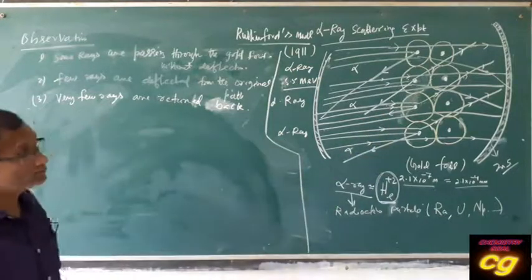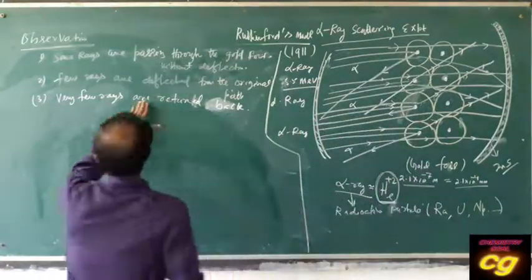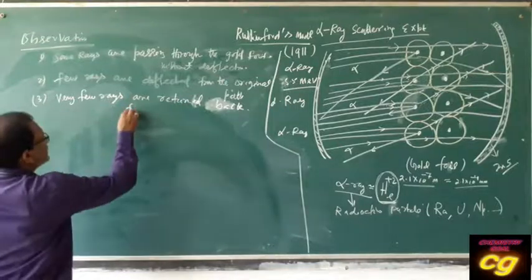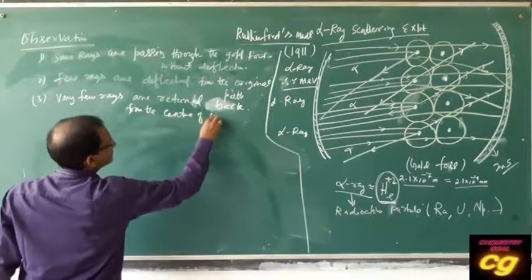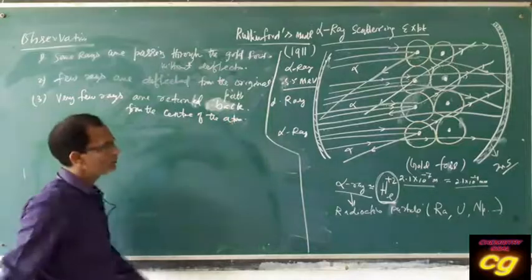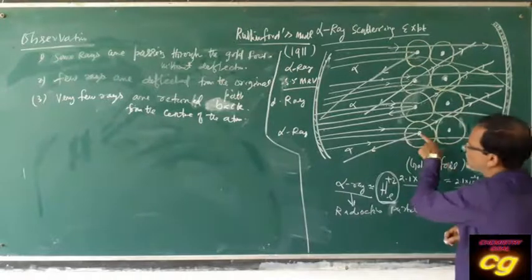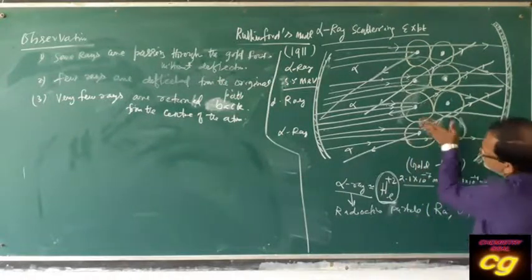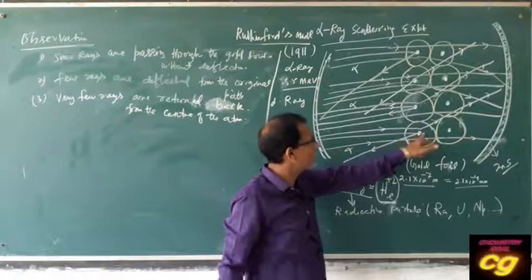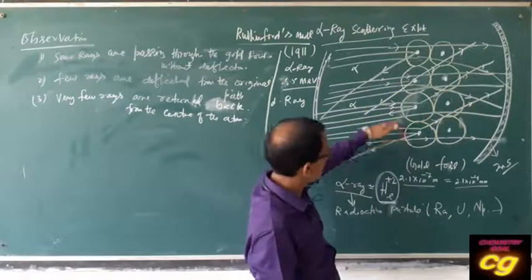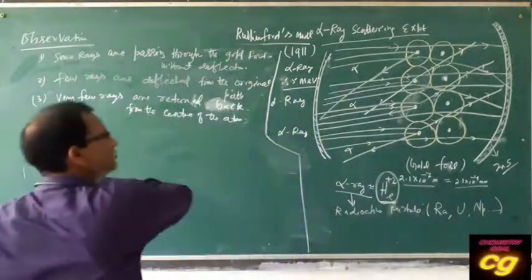Which part? He also observed where, just at the center. Few rays are returned back from the center of the atom. That is also important. Rays passing just through the center return back. Just very close to the center, showing deflection. But away from the center, without deflection, means moving straight.